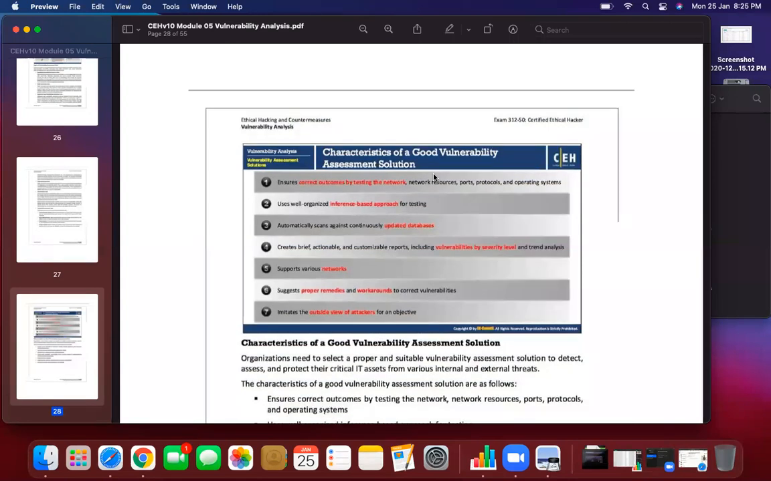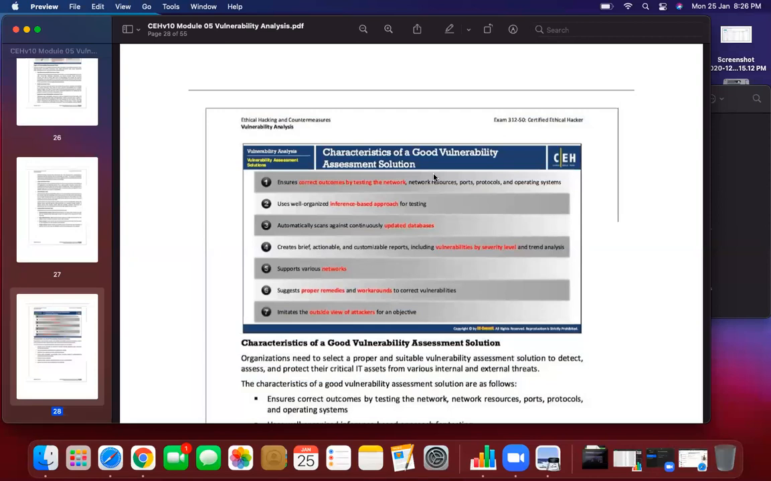Now suppose there are a lot of solutions in the market for assessing a vulnerability. What makes you think what type of solution is good and what type is bad, depending on the scenario or the case? These are a few characteristics using which you can find out a good vulnerability assessment solution. First, ensure that the correct outcome comes. Why is the correct outcome important? Because whenever you try to assess a vulnerability, you need to run different kinds of solutions or software. It may consume network resources, and that may cost a lot of money to the company. In that case, you need to use a proper solution which must not damage the network resources, must not consume that much resource, and must not cost that high an amount. That is the first characteristic of a good vulnerability assessment solution.